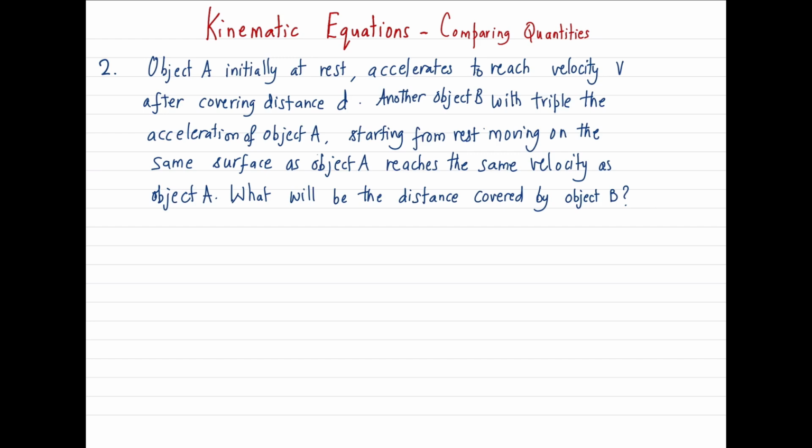So again, it's a comparison question, so we'll draw a table here. So object A and object B. Let's write the VI, then delta x, VF, and acceleration. Okay, so let me just make some space here so that we can see them clearly. VI, VF, delta x, and acceleration.